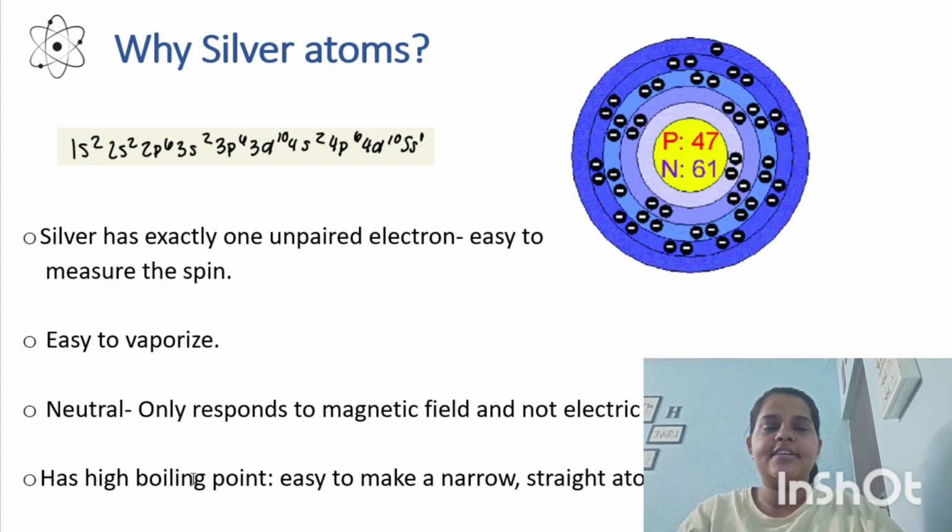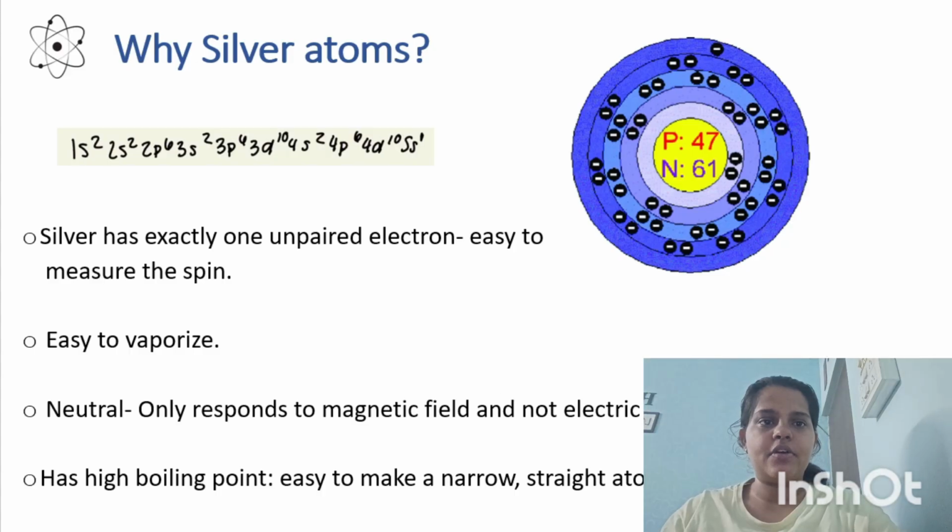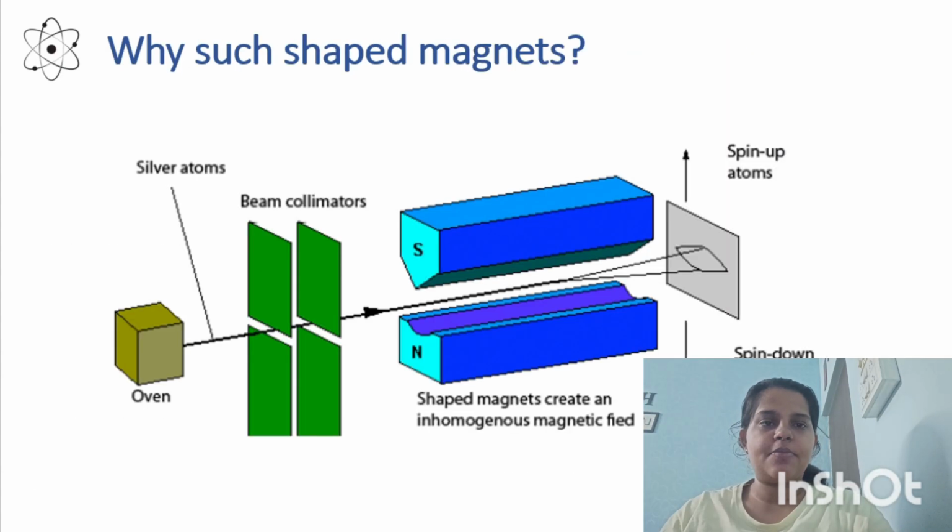Next reason is that silver has a high boiling point, so it makes it easy to create a narrow, straight atomic beam. Another thing to observe here is the special shape of the magnets. You see one of the magnets is sharp on the edge and the other one has a concave surface. So this setup is especially made for creating an inhomogeneous magnetic field.